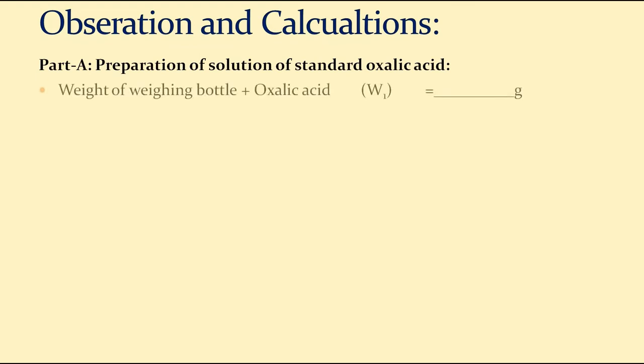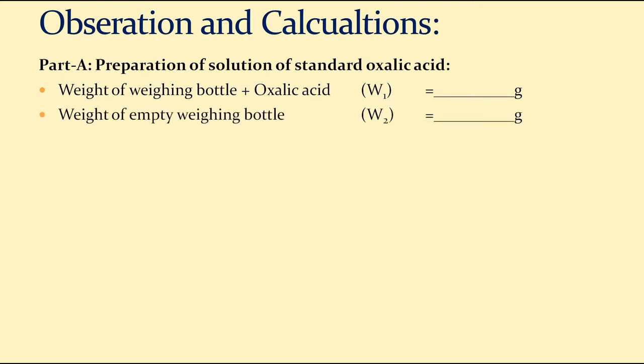Now go for the observations and calculations part. All these observations and calculations are there in your manual. They are printed readily; you can refer to your laboratory manual. First, we have prepared a standard oxalic acid solution. We weighed the oxalic acid: W1 is the weight of the bottle along with oxalic acid, and W2 is the empty bottle, and the difference of these two gives you the weight of the oxalic acid.